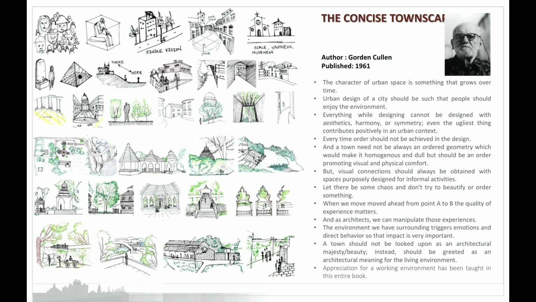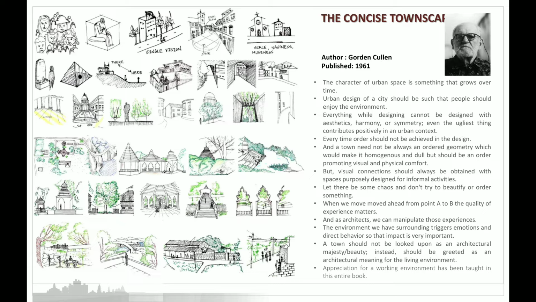Concise Townscape itself means a visual appearance of a town or an urban area, giving a lot of information clearly. According to him, the city is more than the sum of its inhabitants. Gordon Cullen, a British architect and urban designer, published this book in 1961.